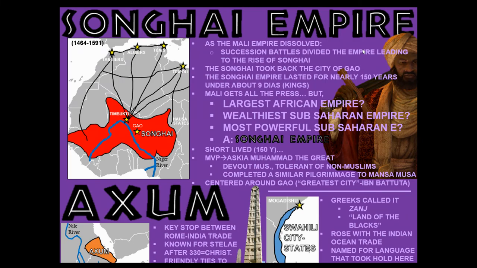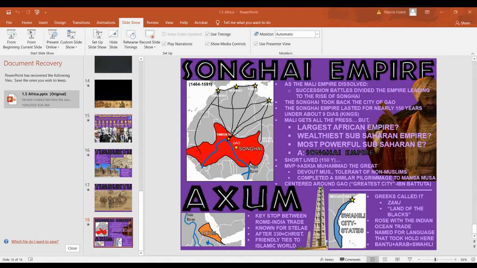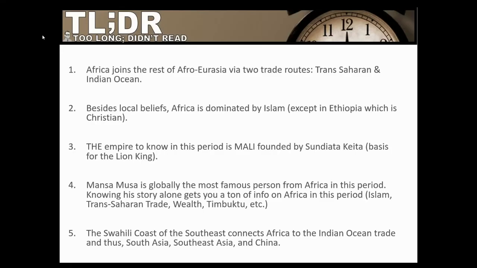There is one more thing I'm going to add on, which is going to be the 5 things in review. So just hold on one second. All right, so taking a look at the things that you should know from this slide. The first thing is Africa begins to join the rest of Eurasia, Afro-Eurasia, via the 2 trade routes, the Trans-Saharan and the Indian Ocean trade, which really gets Africa involved.